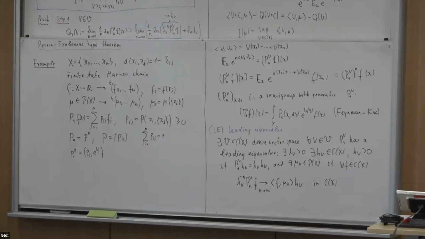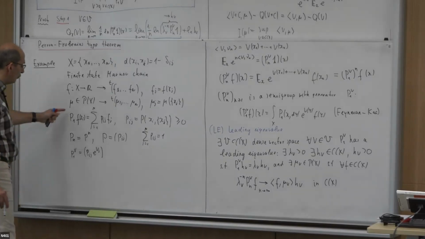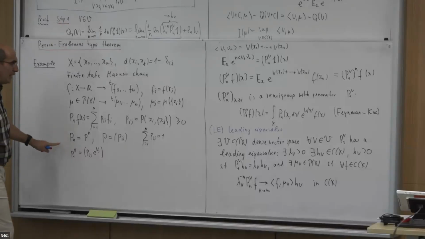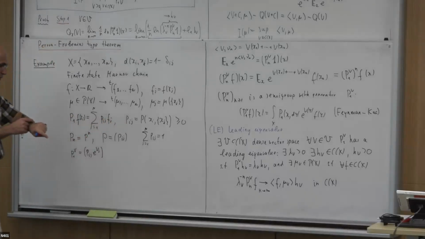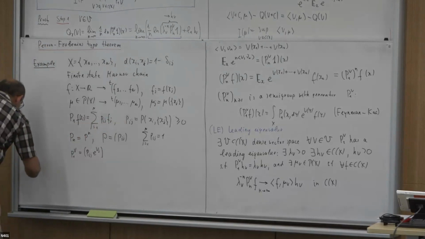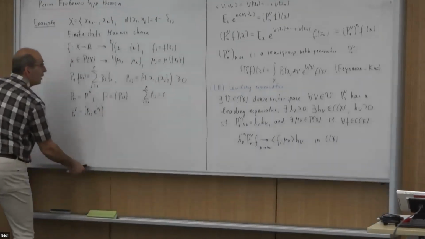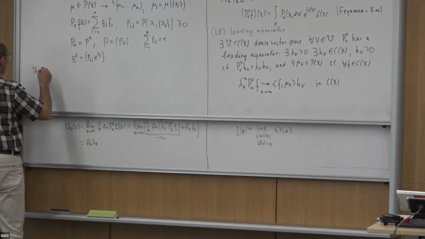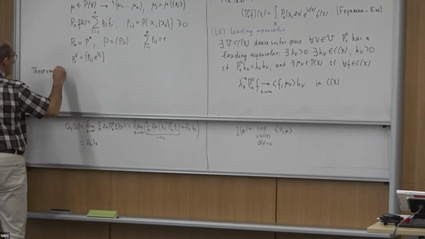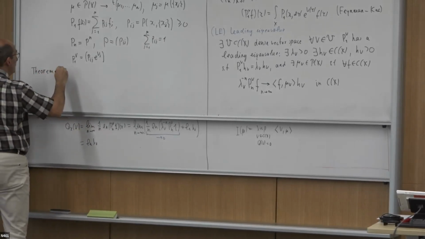And there is a result called the Donsker-Varadhan theorem, which gives you a sufficient condition for having a leading eigenvalue in these two different situations: in the case of stochastic matrices and in the case of positive matrices. So the theorem is the following. This is Donsker-Varadhan's theorem.